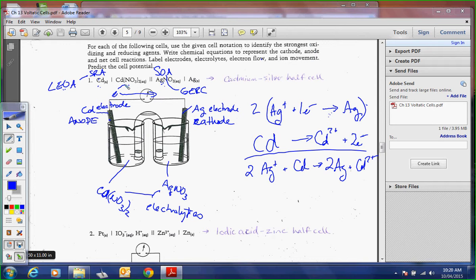And the ion movement: the cations are going to the cathode. My cations being my cadmium 2+, my silver ion, and whatever I have in my salt bridge. And the anions are going the other way, towards the anode, being the NO3 minuses in this case.